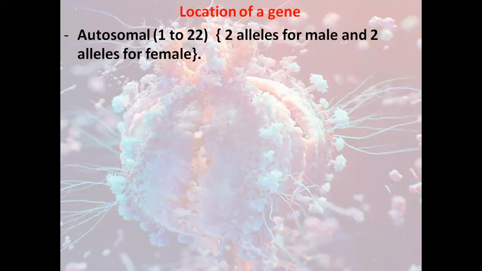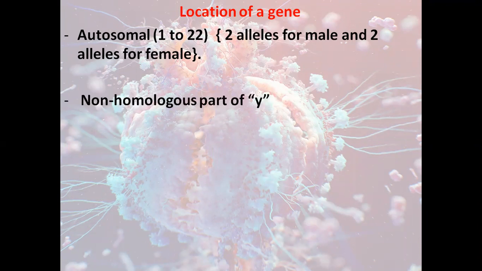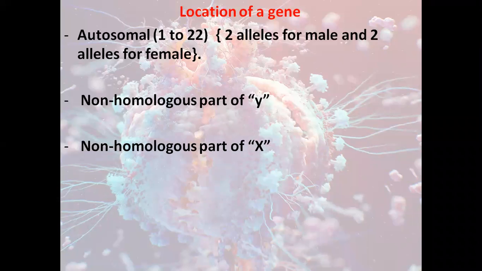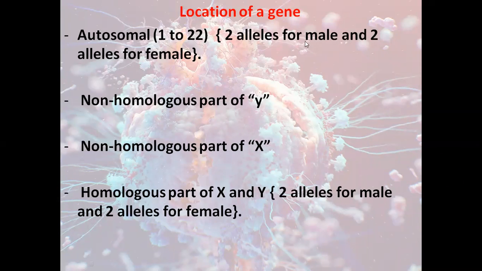The location of the gene is either autosomal, or found in the non-homologous part of Y, or the non-homologous part of X, or the homologous part of X and Y as well. In this session, we're going to do a revision about these four cases. If it is in the non-homologous part of Y, how can we prove it? The non-homologous part of X, the homologous part of X and Y, and autosomal. Let's start step by step.